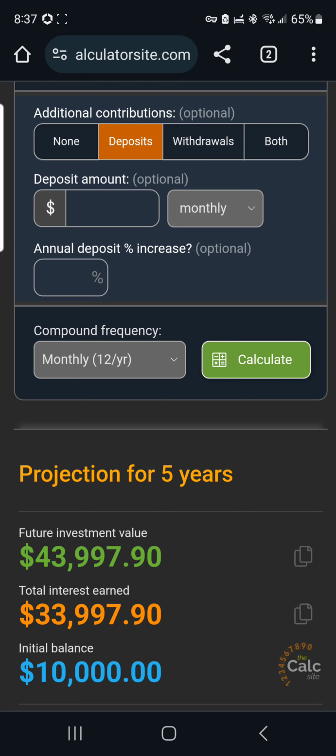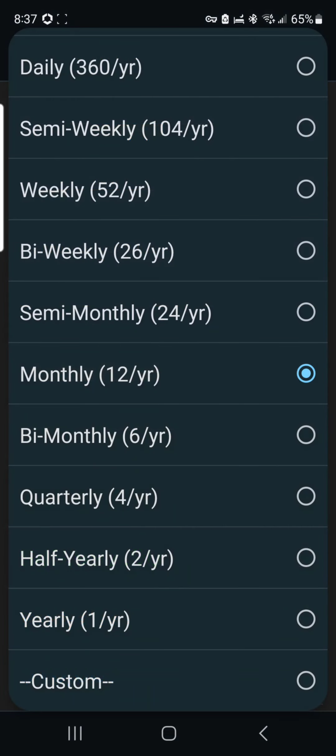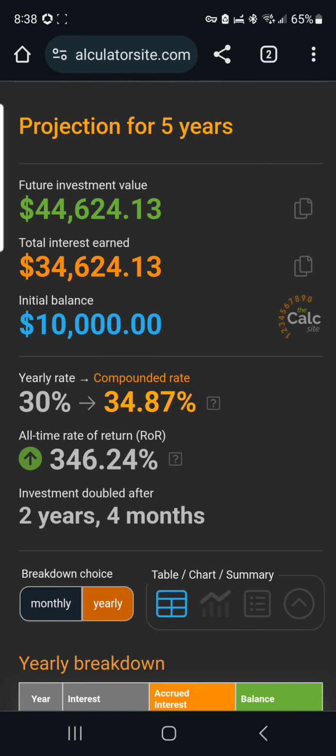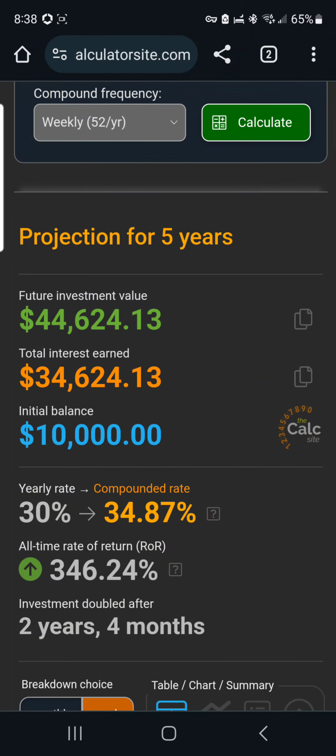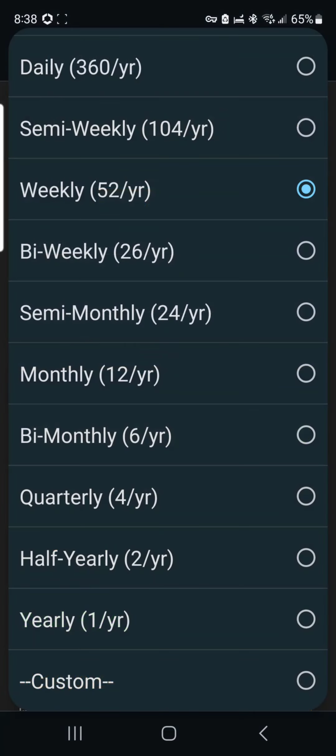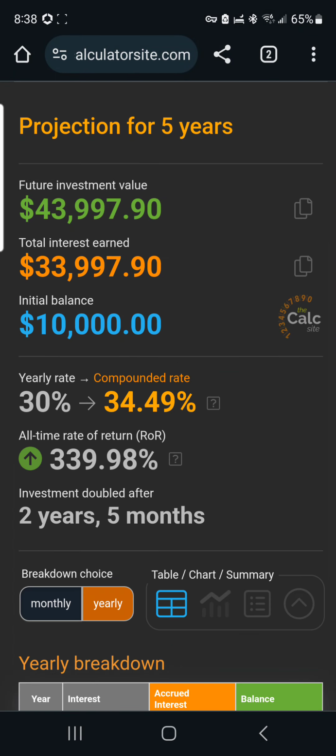And let's just do the same thing. We're just going to go here and switch to weekly. So it's 52 contributions. You see here it's a little over $600 more over a 5-year period, so just a hair more. And then the compounded rate is just a little bit more. So 34.87% versus 34.49%. So it's like 30-plus basis points higher.